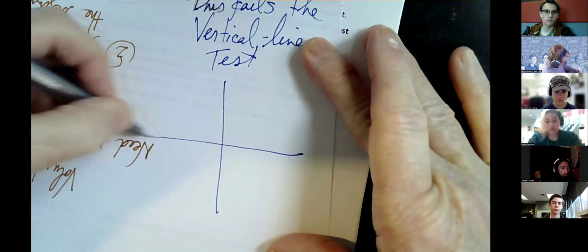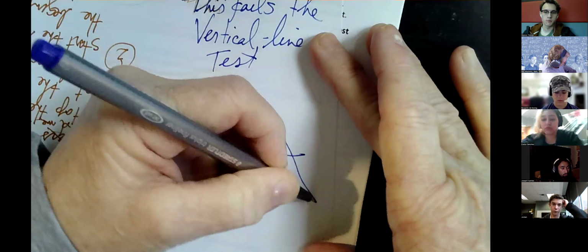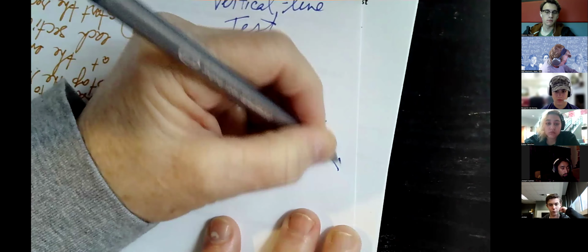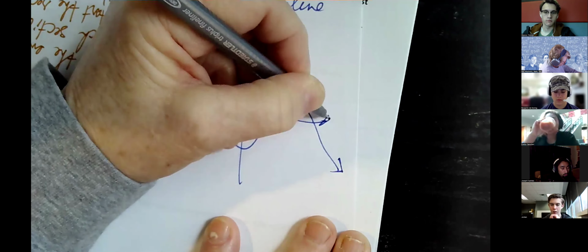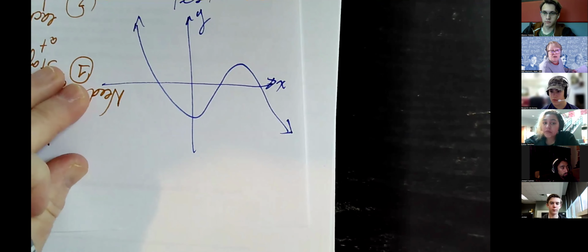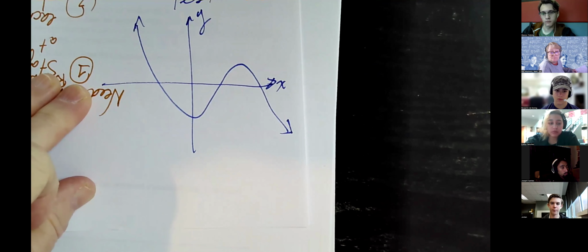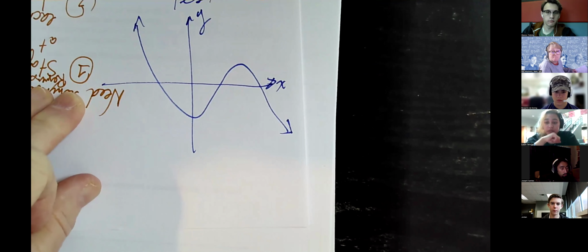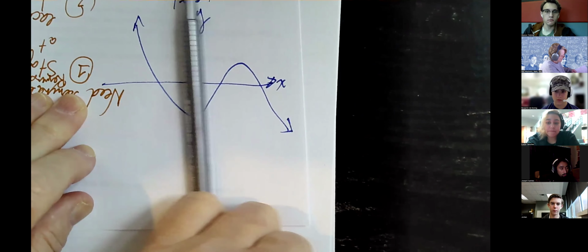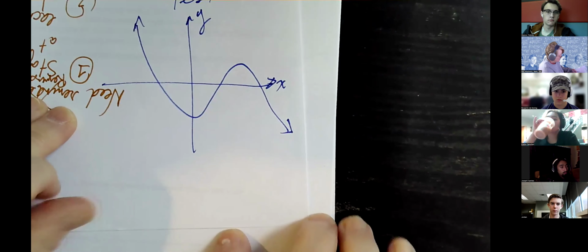And now we can look at some functions, just some sketches. Is this sketch a function? Yes, why, Evelyn? Because there's only one output to one input, and it passes the vertical line test. That's right. If you trace a vertical line all the way across, it only ever crosses once. Very good.